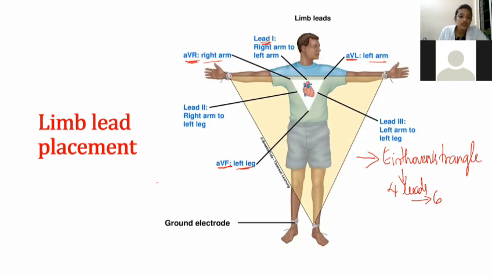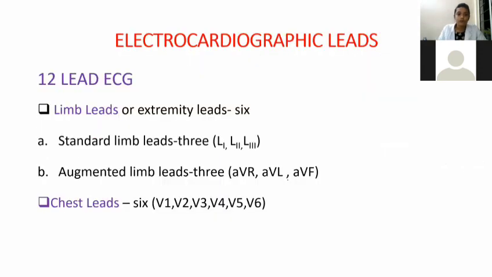If we are monitoring ECG for 24 hours, it is known as what? It is known as Holter monitoring. This you should remember, 24 hours ECG monitoring is known as Holter monitoring. Okay, so next we are moving on to chest leads placement.